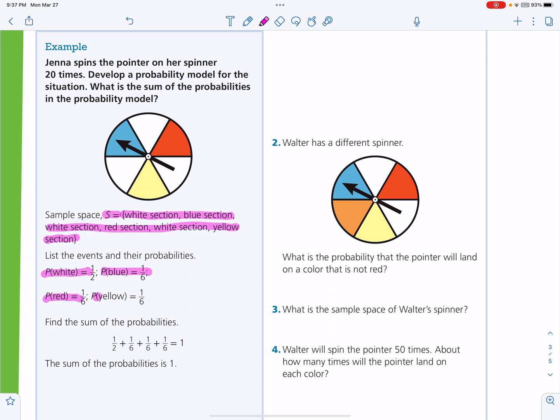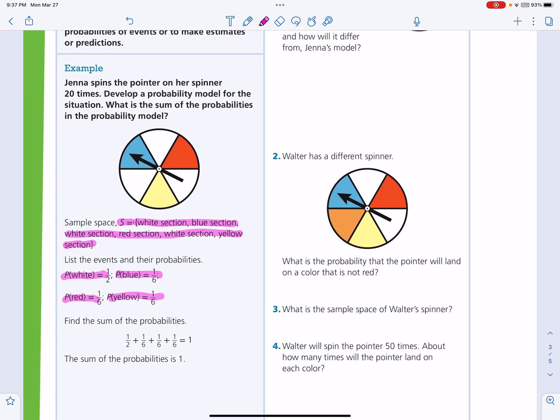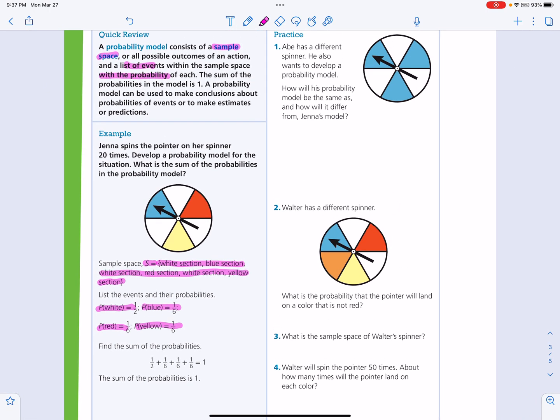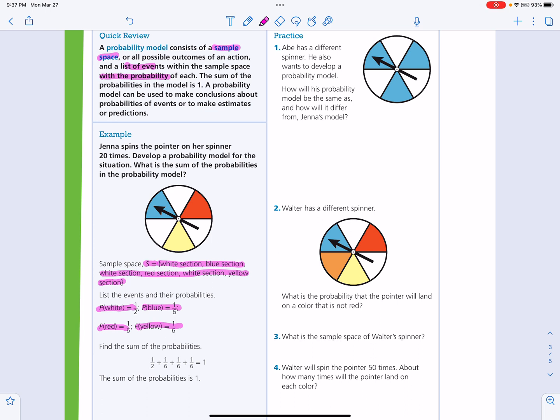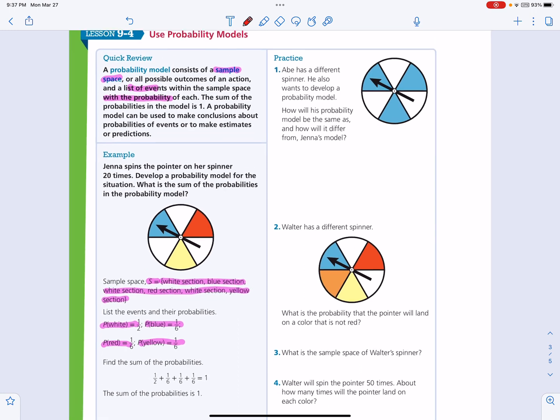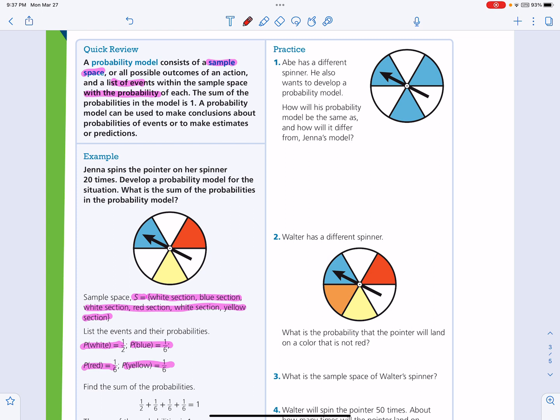So this is what you have to do when you do yours for your test. They are asking you in this one, though, how would Abe's spinner look different? Here's a little secret for you on the test. I actually have Abe's spinner on there. So if you practice writing the sample space on here of Abe's spinner and listing the probabilities, that's exactly what you'll have to do for the test. Hint, hint.